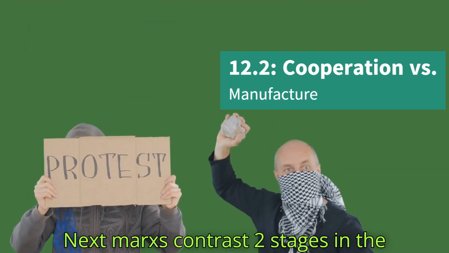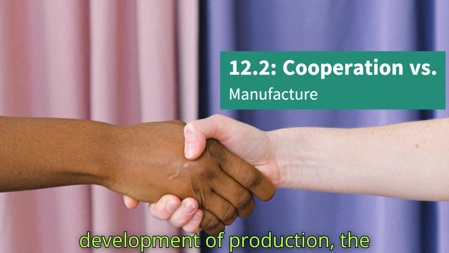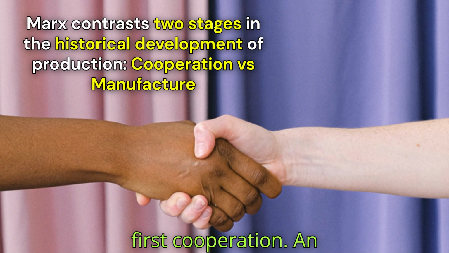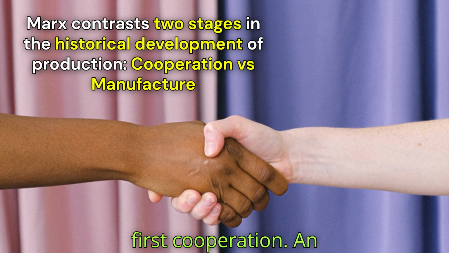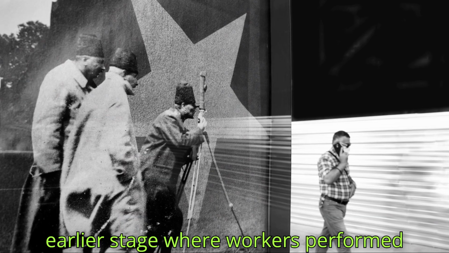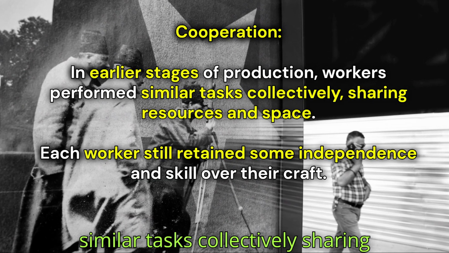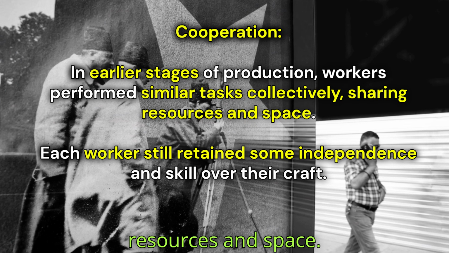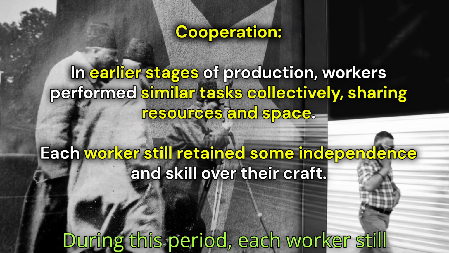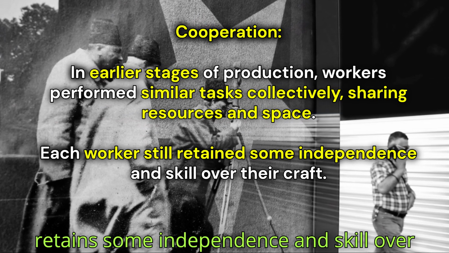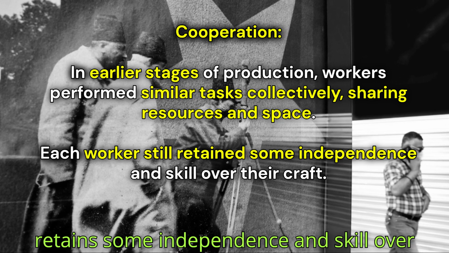Next, Marx contrasts two stages in the development of production. The first, cooperation, an earlier stage where workers perform similar tasks collectively, sharing resources and space. During this period, each worker still retains some independence and skill over their craft.